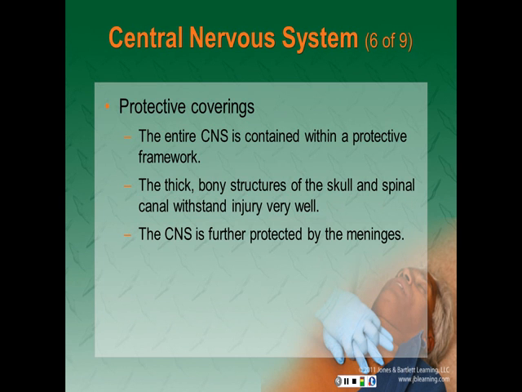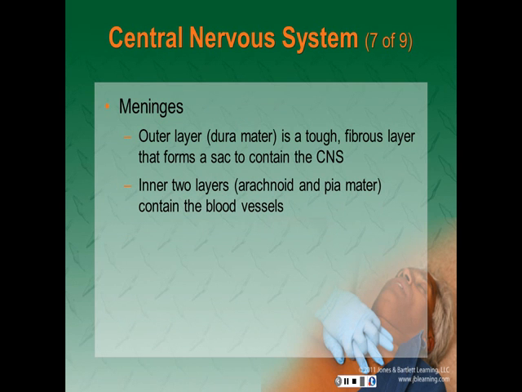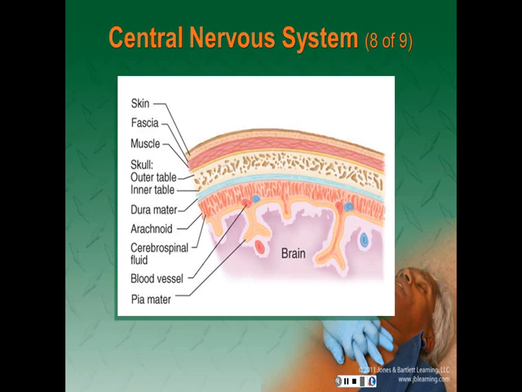The thick, bony structures of the skull and spinal canal withstand injury very well. The CNS is further protected by the meninges, three distinct layers of tissue that suspend the brain and the spinal cord within the skull and the spinal canal. The outer layer, the dura mater, is a tough fibrous layer that forms a sac to contain the CNS. The inner two layers, called the arachnoid and the pia mater, contain the blood vessels that nourish the brain and spinal cord. You can see a picture here showing the anatomy, which is the dura mater, the arachnoid membrane, and with the CSF and the pia mater.